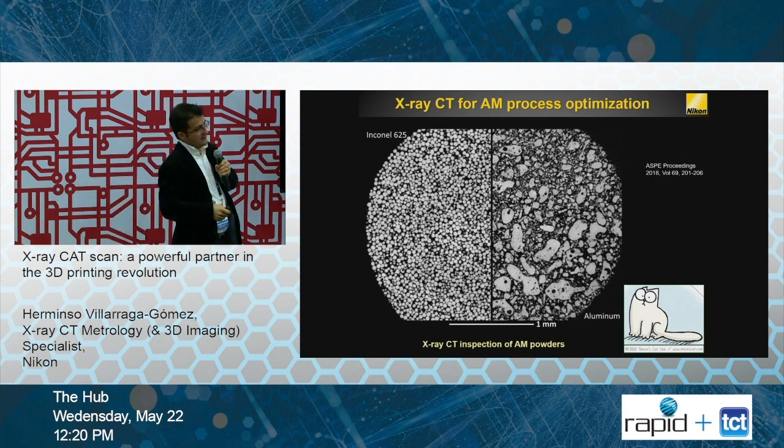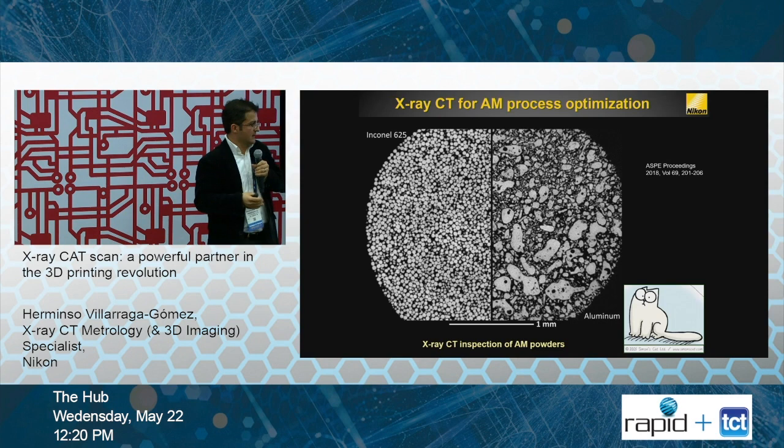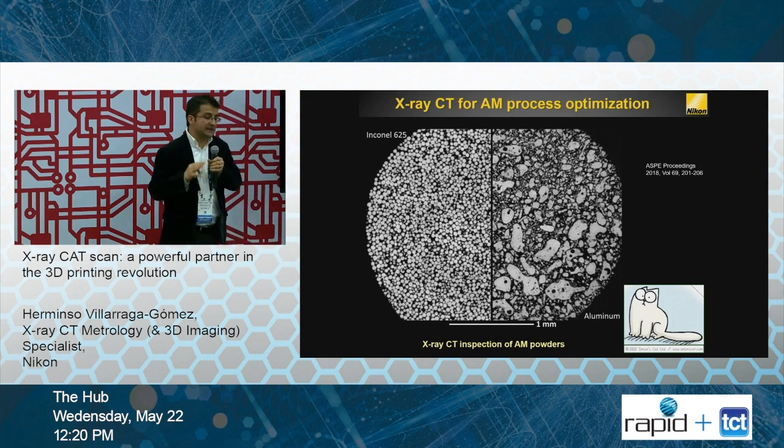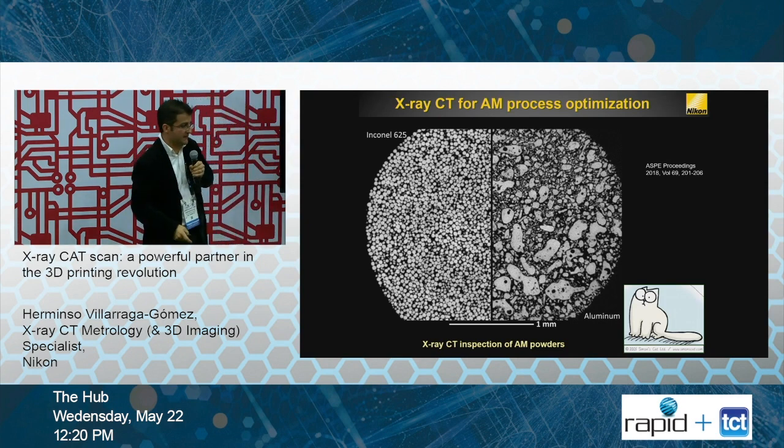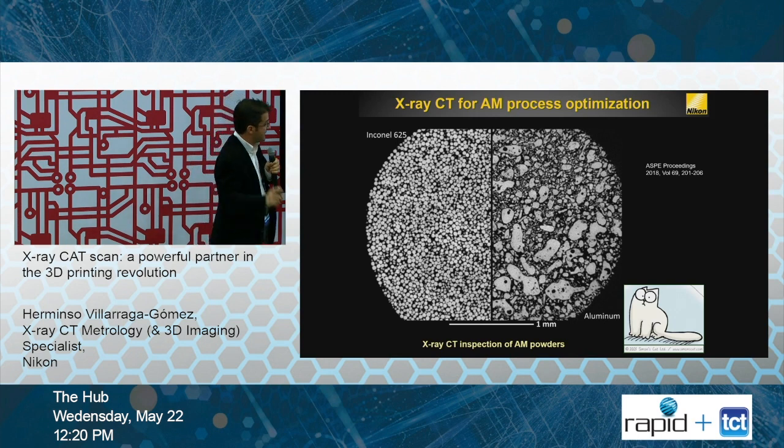But what about the powders? Have you ever checked the powders? Well, this is an X-ray CT scan of powders, 2 different powders. And there are 2 interesting things here. This is Inconel, very popular, and that's aluminum. So you see why people tend to like Inconel a lot.